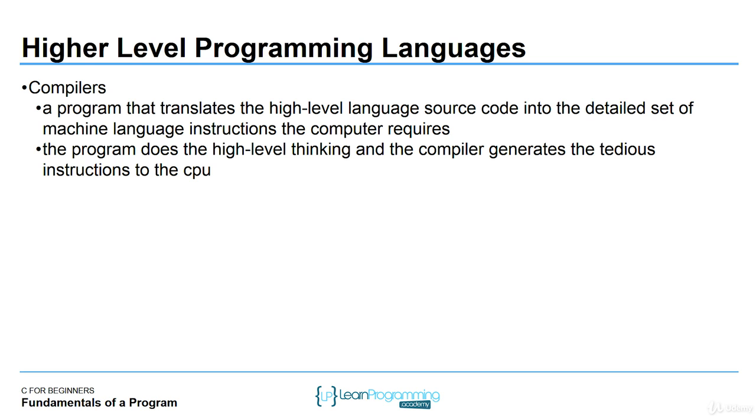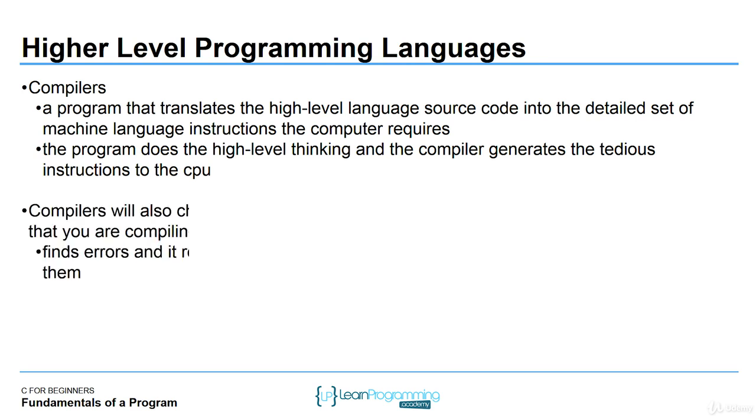We're going to use a compiler in this class to do exactly this. We're going to write source code in a much higher-level abstract form, and then we're going to run a program called a compiler to convert that code into something that the CPU understands.